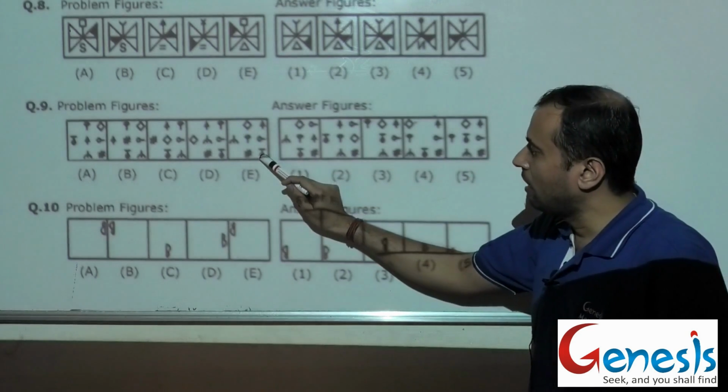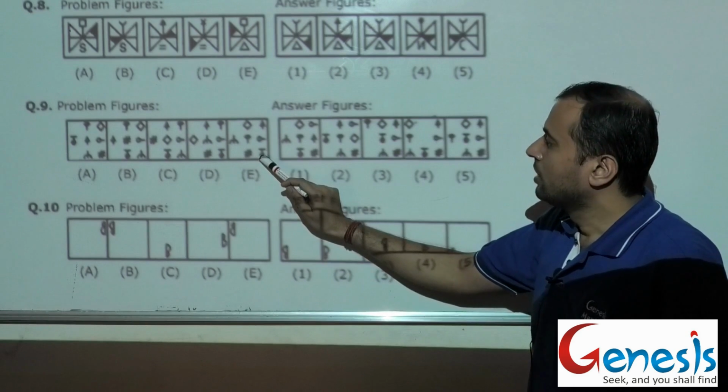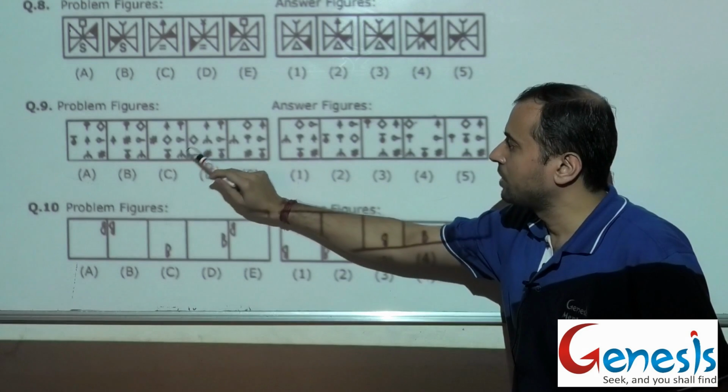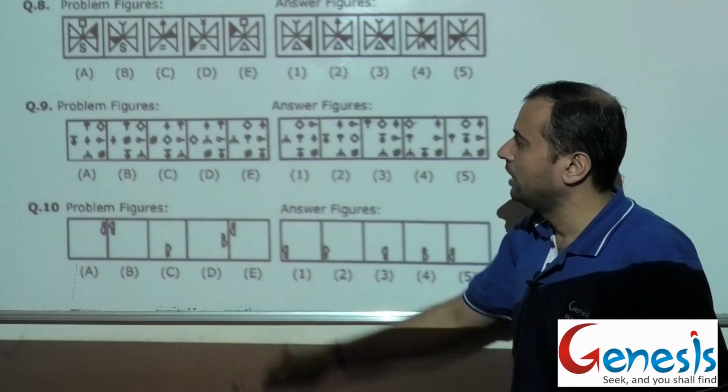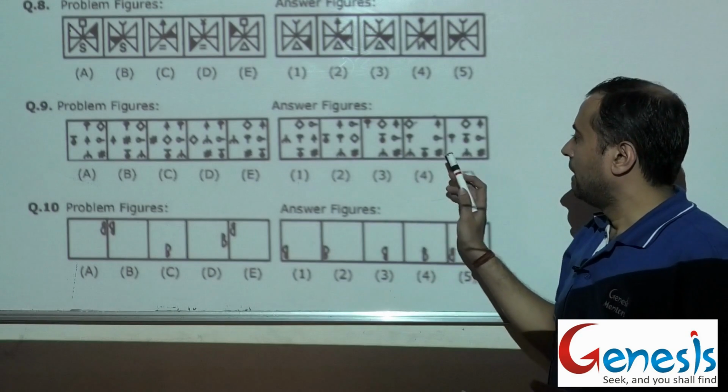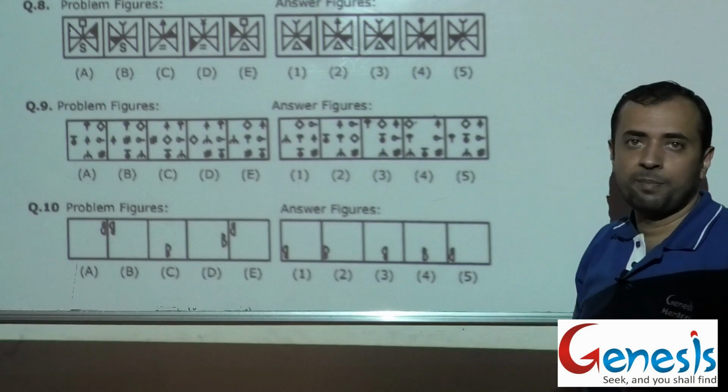Now you can even check whether this is coming to the middle or not. So every time, these objects are coming to the middle in the alternate frame. So this object comes to the middle, which is also true. So understand that the correct answer option is going to be answer figure number 5.